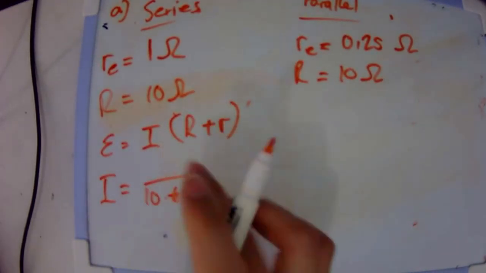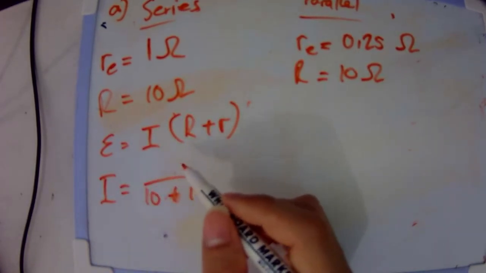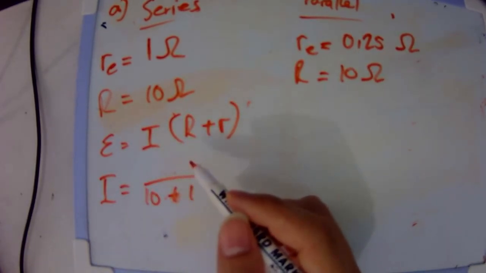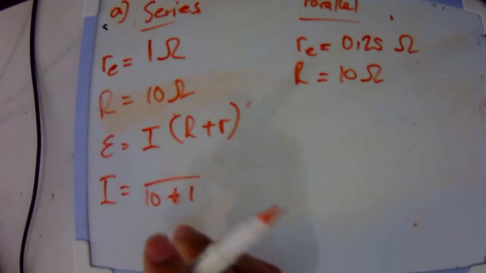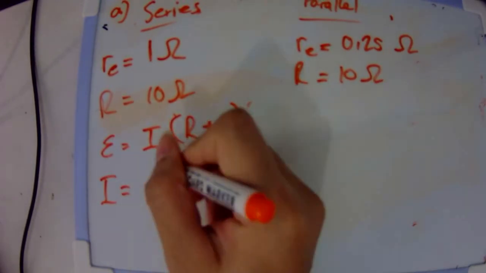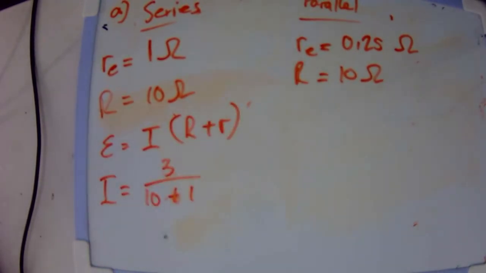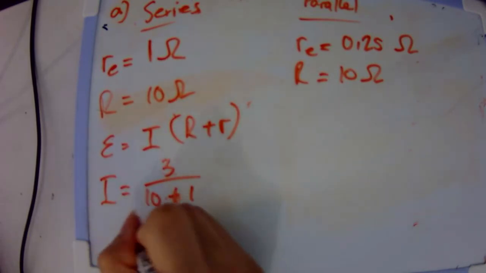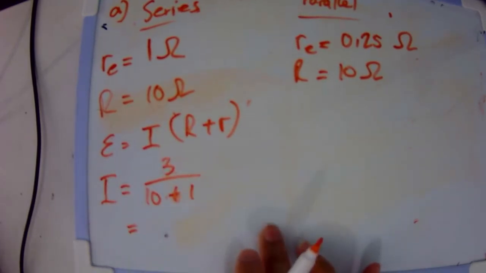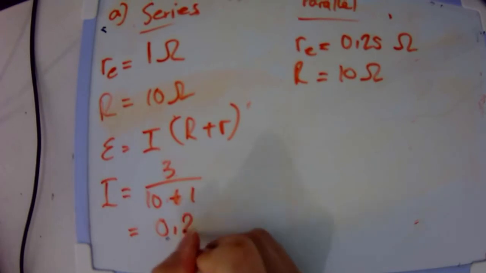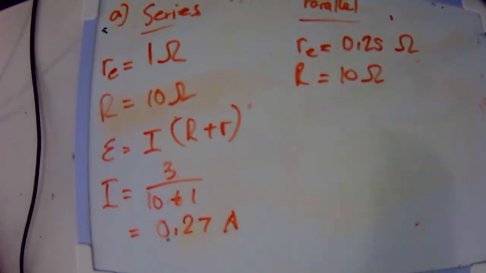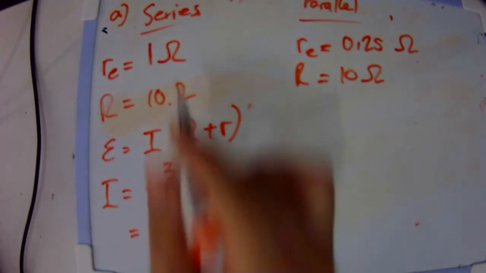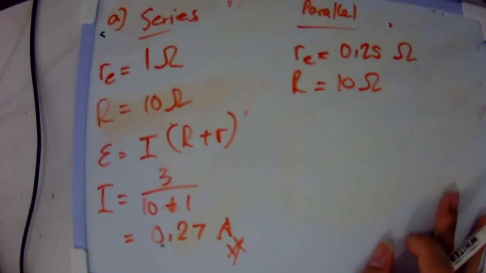And your electromotive force, E, equals... there are two batteries, 1.5 volts each. Since they're in series, we add them together to get a total of 3. And so your final answer is 0.27 amps. So that is your current in the series connection.